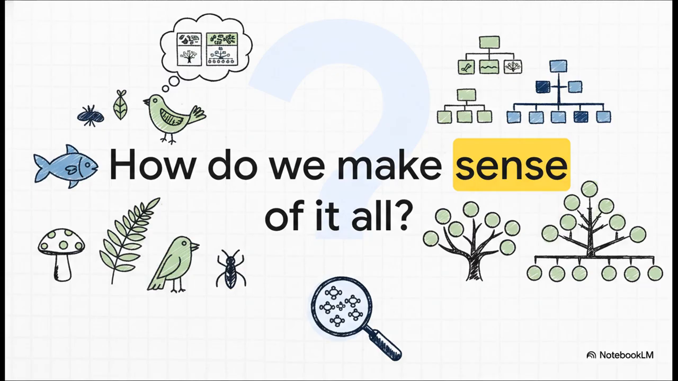That's really the core idea behind the science of classification, what we call taxonomy. How do we sort all this life into groups that actually mean something, that show us how they're related, and just make them easier to study?